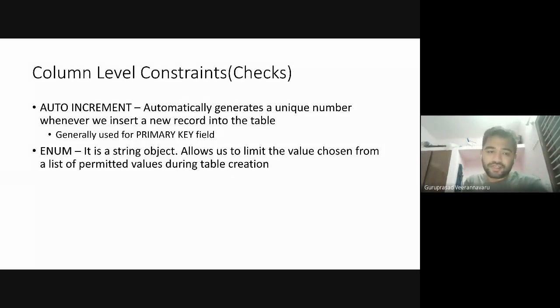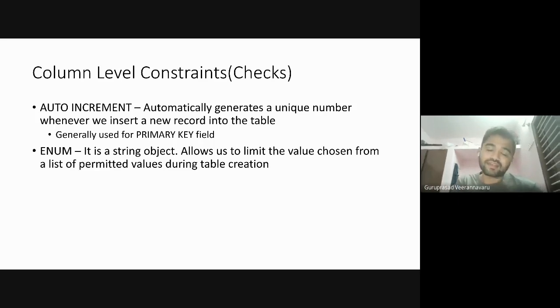And we also discussed enum. Enum in itself is a variable type, but here it is internally stored as string, and you can specify whatever values you want. So when you're creating a table or adding values, the values inside that column should only be among these enum values.